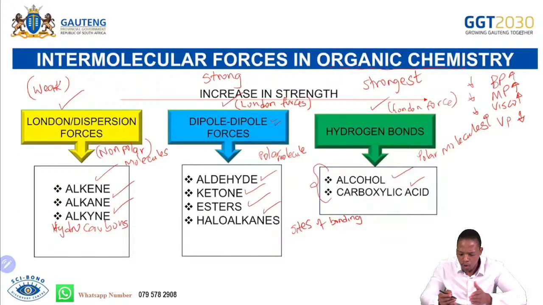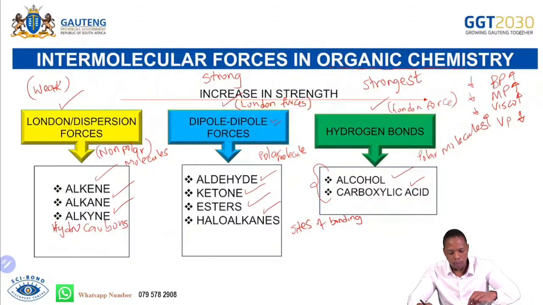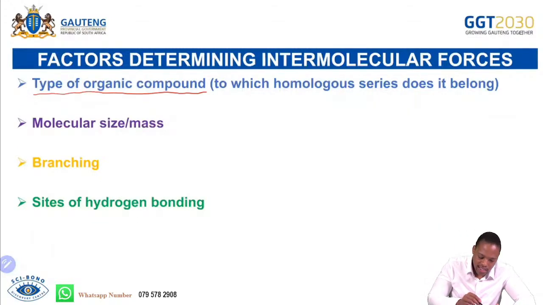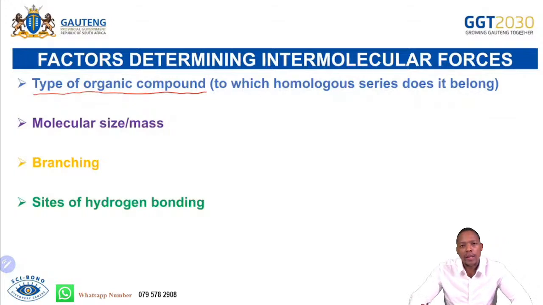If the compound is an alcohol, it's going to have very strong intermolecular forces if we compare it to a compound that is here. So the first thing you want to do is check the type of the organic compound. Compare the types of organic compound, and then you can make an informed decision as to which intermolecular forces you are going to find there.